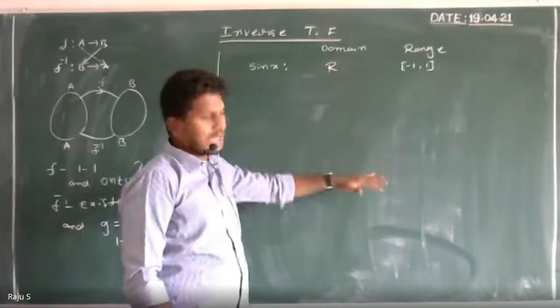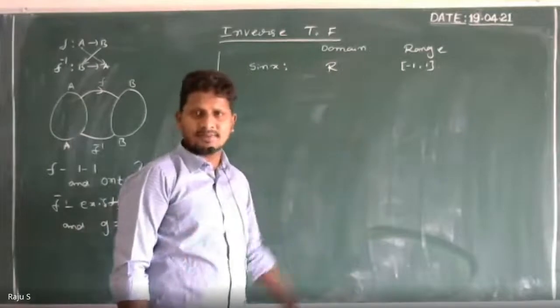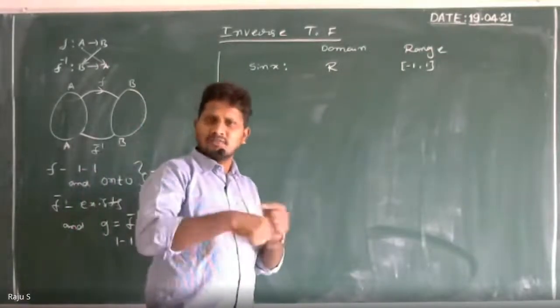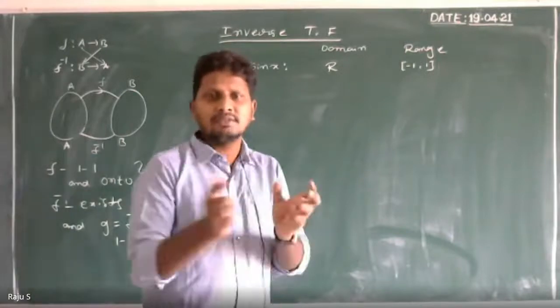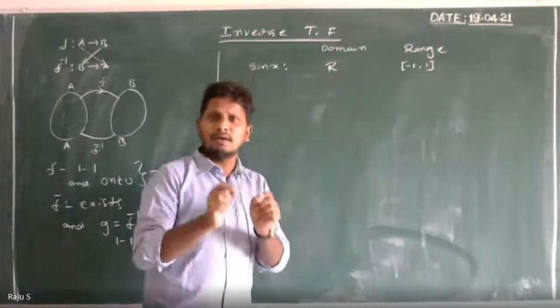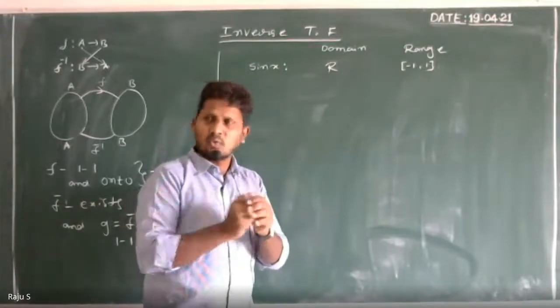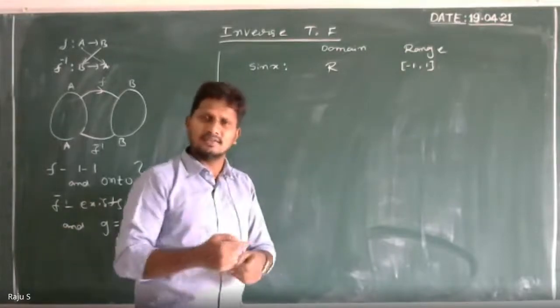After this, we will see the graphical representation of trigonometric functions. Then we'll see the graphical representation of inverse trigonometric functions and the principal value branch. Principal value branch is very important in inverse trigonometry. So what is meant by principal value branch? Let us see everything.